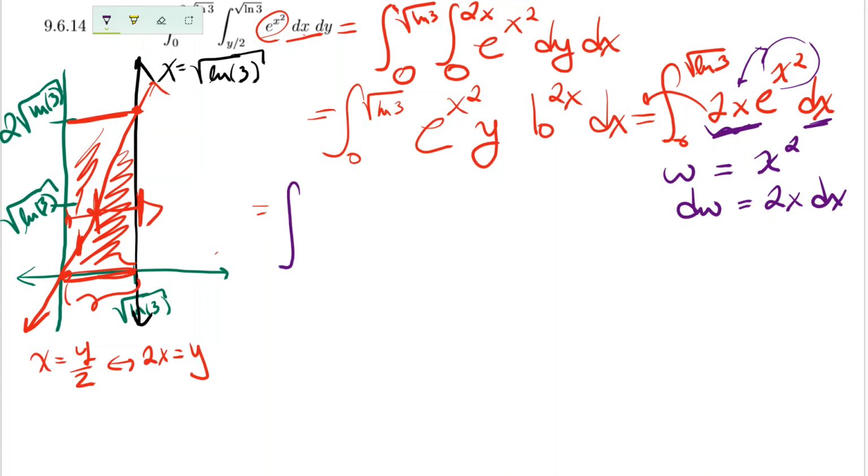So I'm not going to change my bounds again, because you guys don't like that. e to the w, dw. That's like the easiest one I've done in a long time. That's just e to the w, evaluated at something. Let's change back into the red junk.